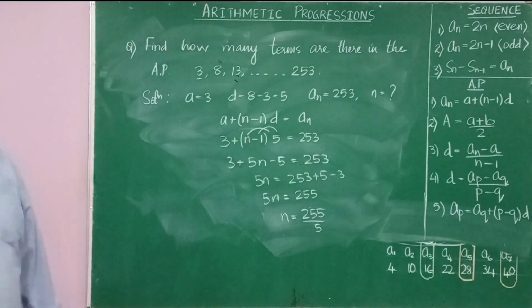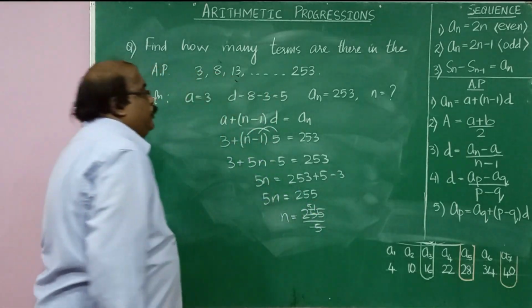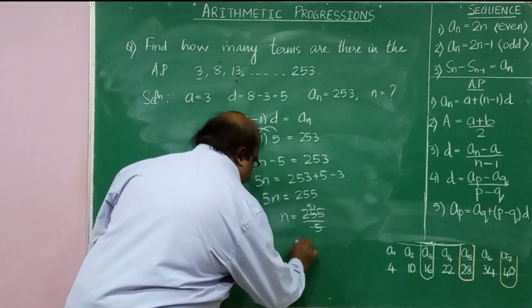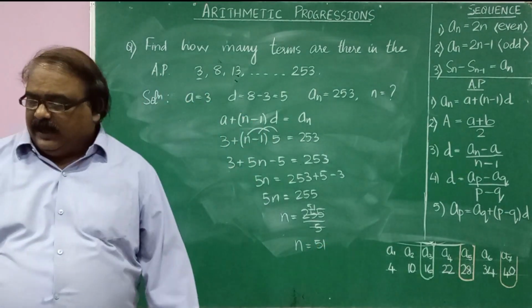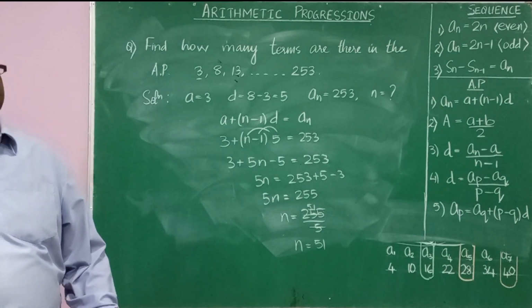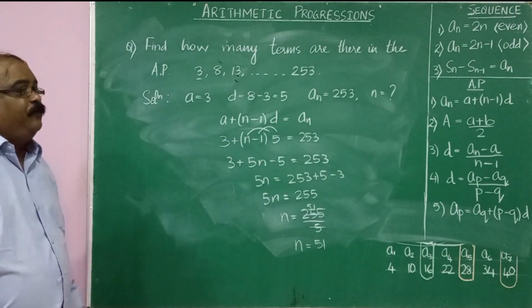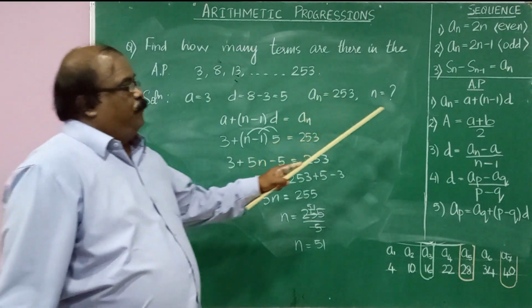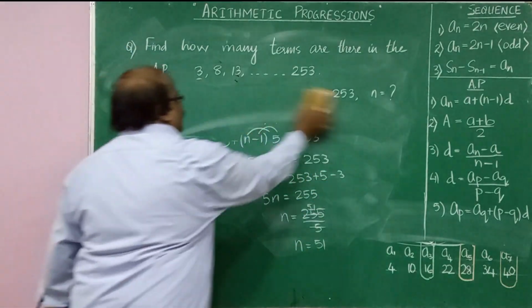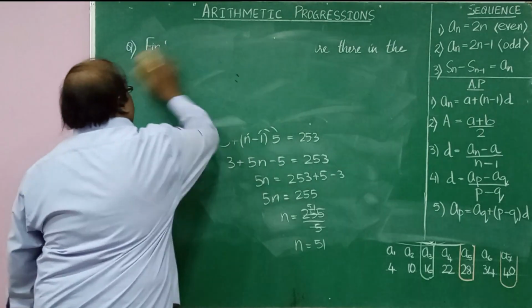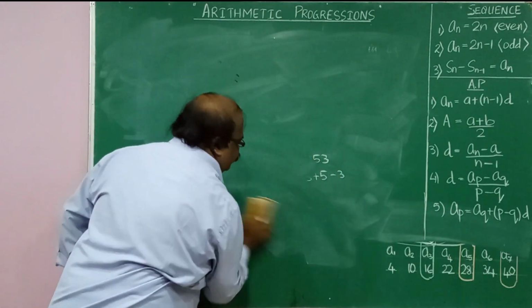What is 255 upon 5? 5 ones are 5, 5 fives are 25, 5 ones are 5. What's my answer? N is equal to 51. What was my question? How many terms are there in the arithmetic progression? So what's my answer? There are 51 terms in the given arithmetic progression. Which formula did I make use of? Formula number 1. Let me take another sum. Today we are doing sums on only these formulas that you can see on the board.